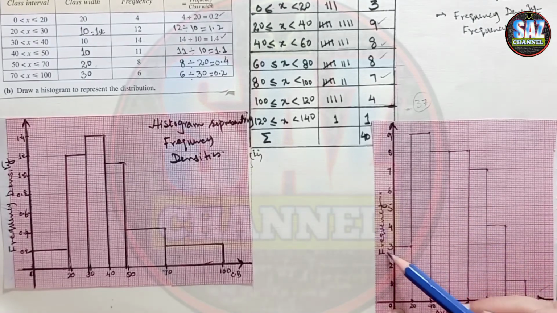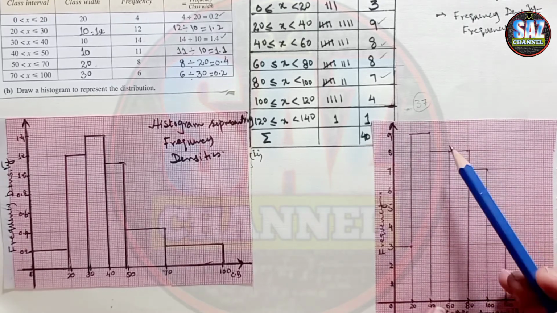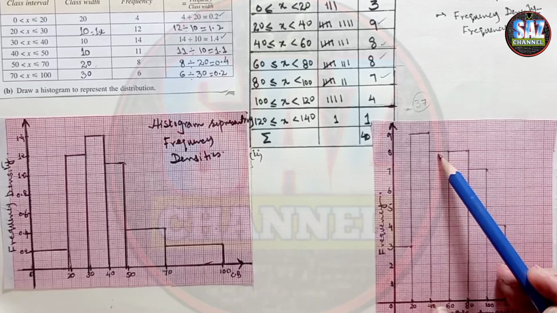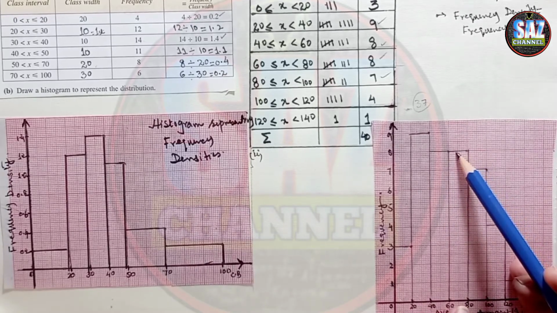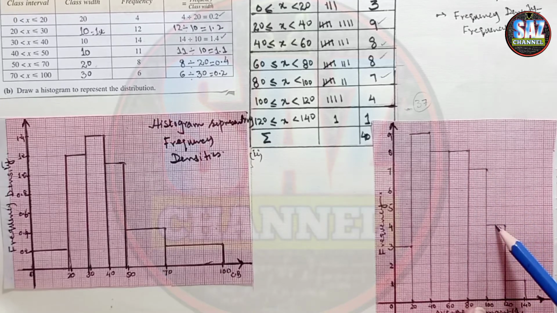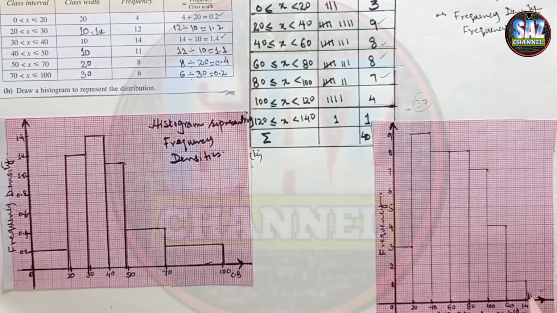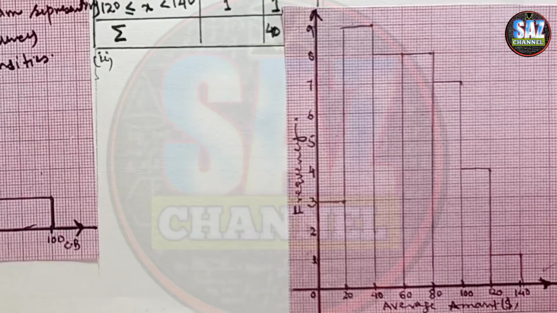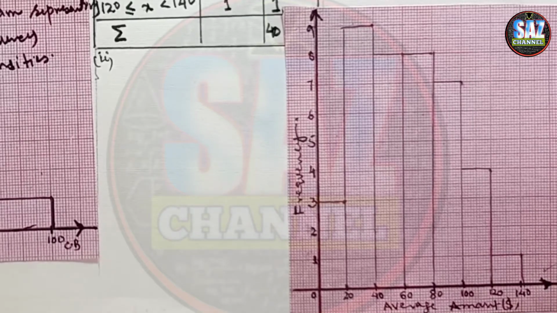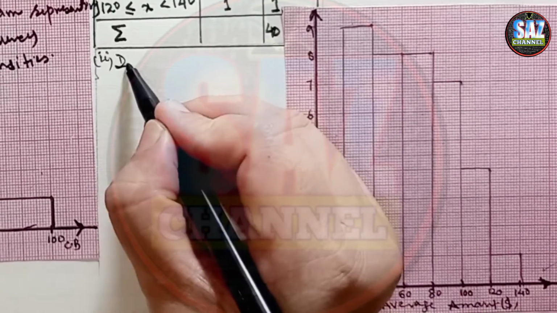0 to 20, this is 3, and then 20 to 40, this is 9. 40 to 60, this is 8, and then 60 to 80, this is 8. Then 80 to 100, it's 7. Then 100 to 120, it's 4, and 120 to 140, it is 1. I hope there were 2 requirements of the question, and the question says draw the histogram. Histogram is done.